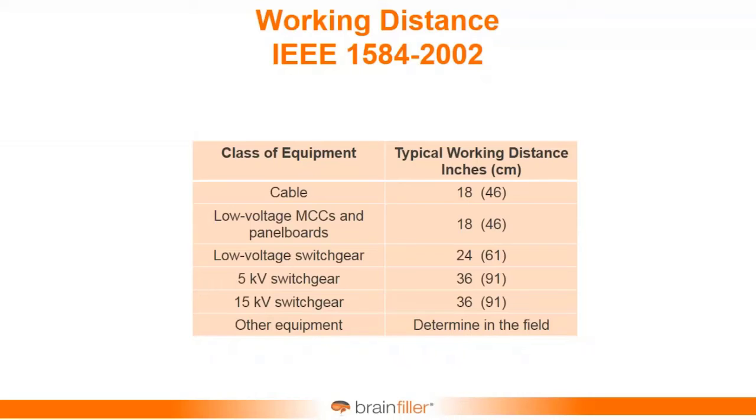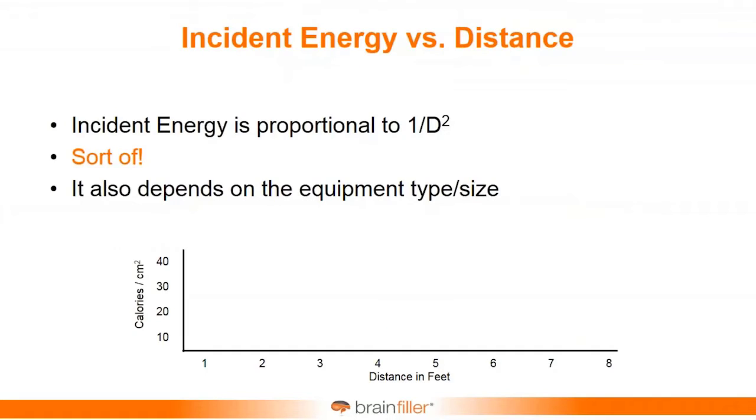So these distances are published in the IEEE 1584 standard, and these calculations quite frequently are going to find their way into the arc flash label. And I mentioned that the energy drops off quickly with distance. Well, this is kind of the theoretical way that this works.